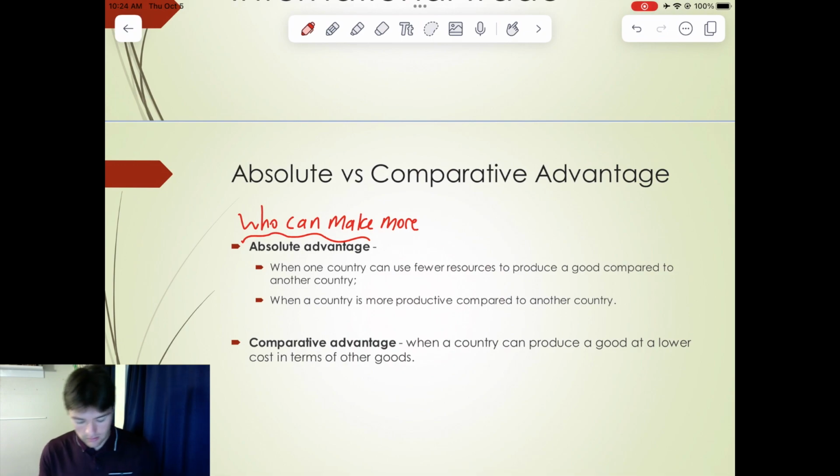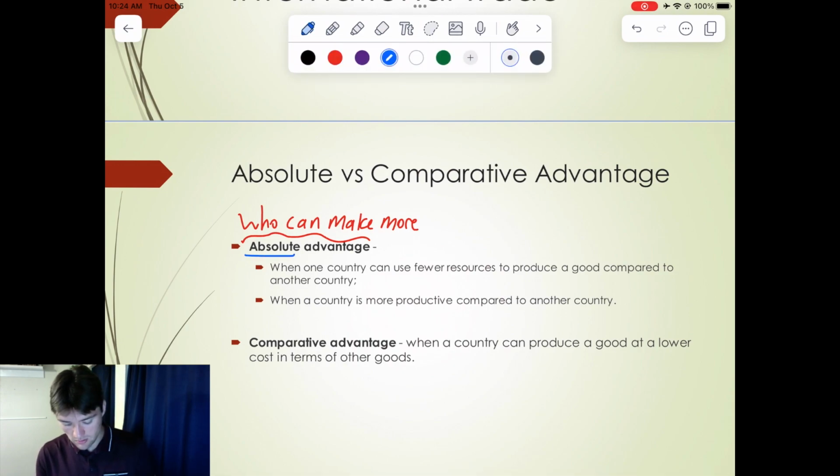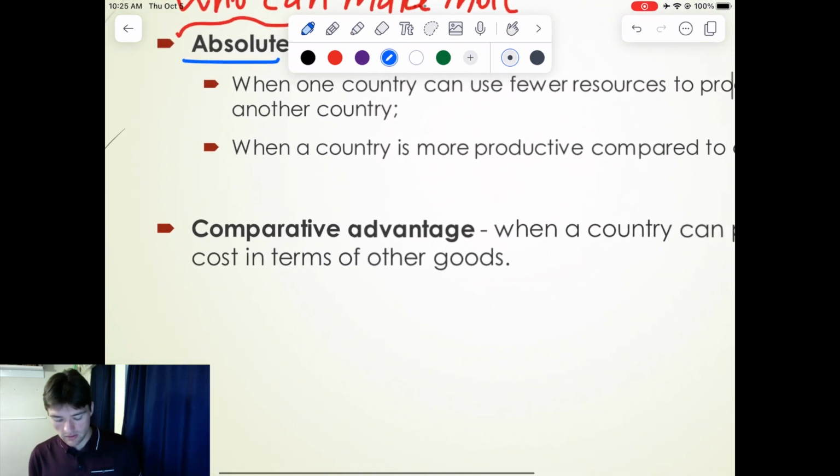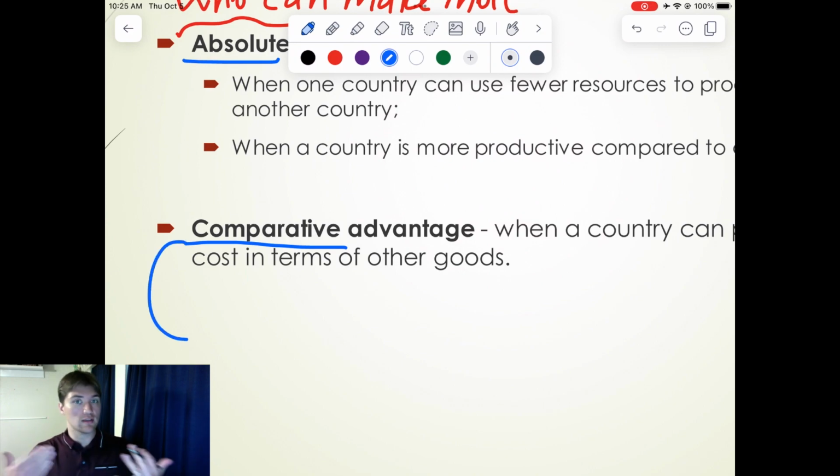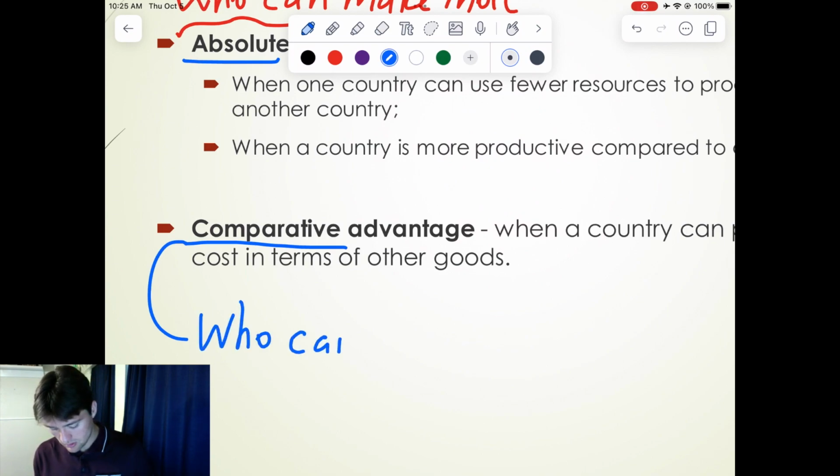The key thing here is the absolute. Who can absolutely make more. The other one is going to be the comparative advantage. And a comparative advantage is when a country can produce a good at a lower cost in terms of other goods. So this is who can make it cheaper. So comparative, if you're looking at two different countries and you're trying to figure out who can make coffee cheaper, who can make oil cheaper, those things, that's what we're talking about. Who can make it cheaper.